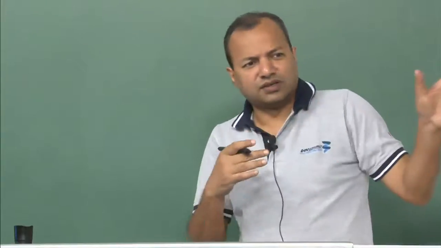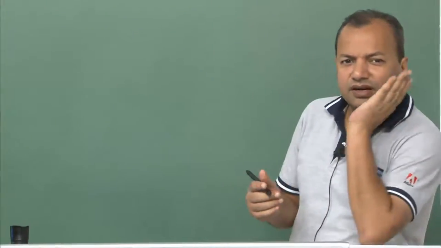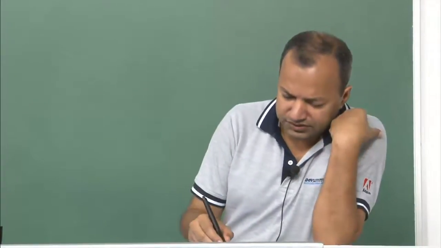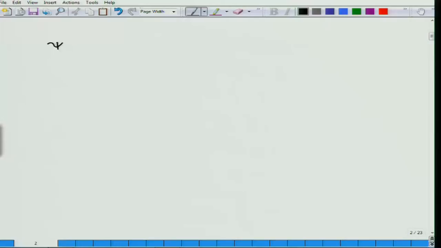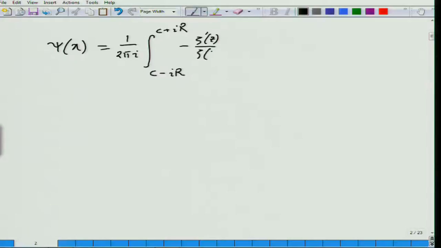No, no, that's one thing. But psi x, right in the beginning, we derived an expression for psi x, which was something like 1 over 2 pi I, the integral from c minus I r to c plus I r, of minus zeta prime z over zeta z, x to the z by z dz, plus an error term.